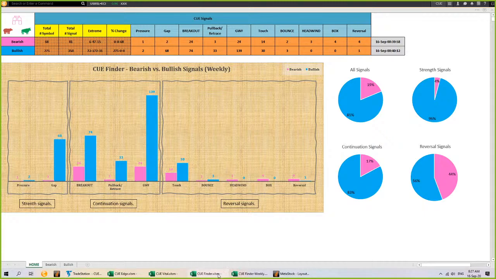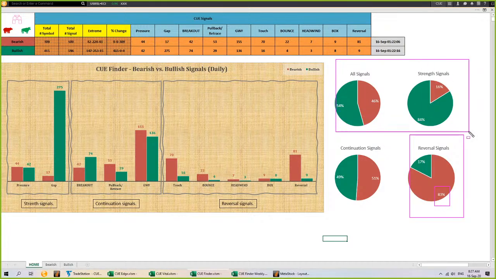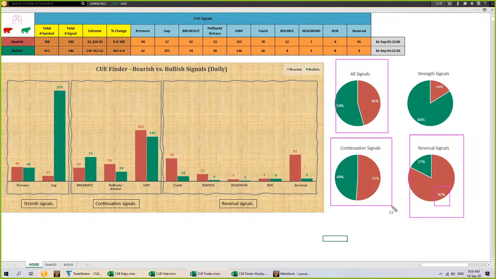What about the daily picture? Yesterday's picture is balanced to bearish. If you look at the reversal signals, it is bearish. 83% of the reversal signals were bearish yesterday. All signals are balanced, continuation signals are balanced, strength signals are bullish.